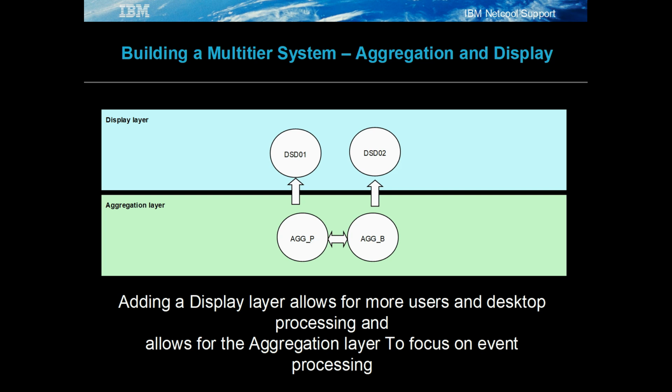Display object servers can be added at any time to an aggregation object server pair. Display layer object servers increase the number of allowed client connections and spread the load of delivering event information to users. Every object server can have up to 124 connections. Given each client can use up to 3 connections, the number of clients on an object server can be considered to be around 330.